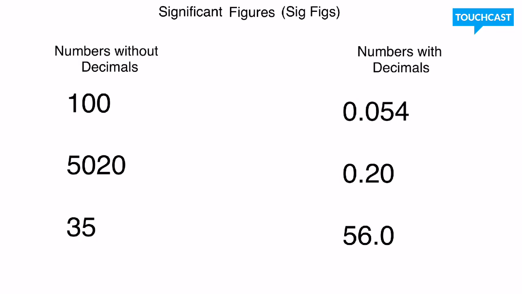Today we're going to look at significant figures for measured values, or sig figs. We're going to break this up into two categories. On the left we have numbers without decimals, and on the right we have numbers with decimal points. I'm going to start on the left.